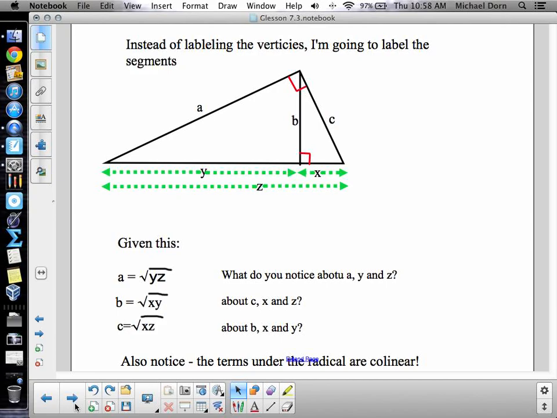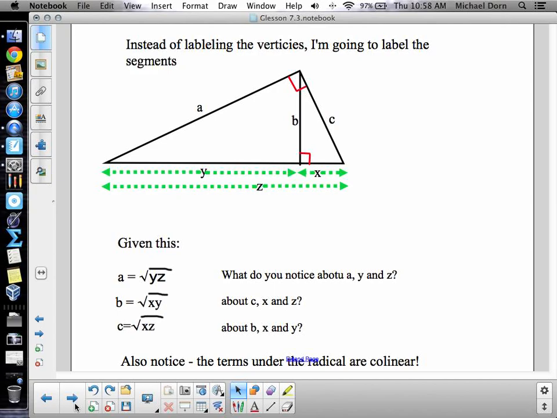I have the 3 segments that make up my main right angle. The 2 legs of the big triangle, I'm going to call them A and C, and the altitude, which I'm going to call B. There's nothing magical about the letters A, B, and C. You can call them X, Y, Z, or whatever you wanted to, but I called them, for the sake of this example, A, B, C.